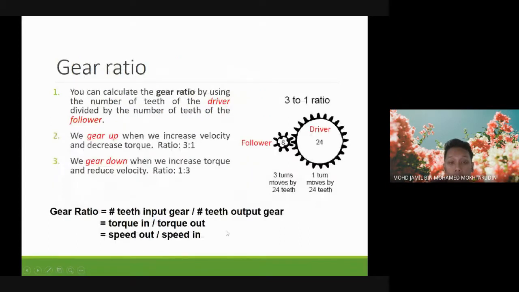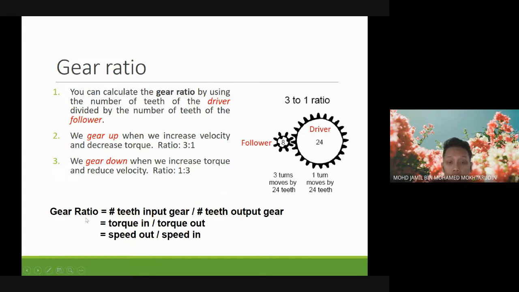About the gear ratio, you can calculate it by using the number of teeth of the driver divided by the follower. To gear up, we increase velocity and decrease torque, and to gear down, we increase torque and reduce velocity. In this case, if we identify the smaller gear as the follower and the bigger gear as the driver, then the gear ratio is 24 divided by 8. But if you decide the smaller gear is the driver and the bigger gear is the follower, then the gear ratio is 8 divided by 24. Later on we will see how to decide which one is the driver and which one is the follower.